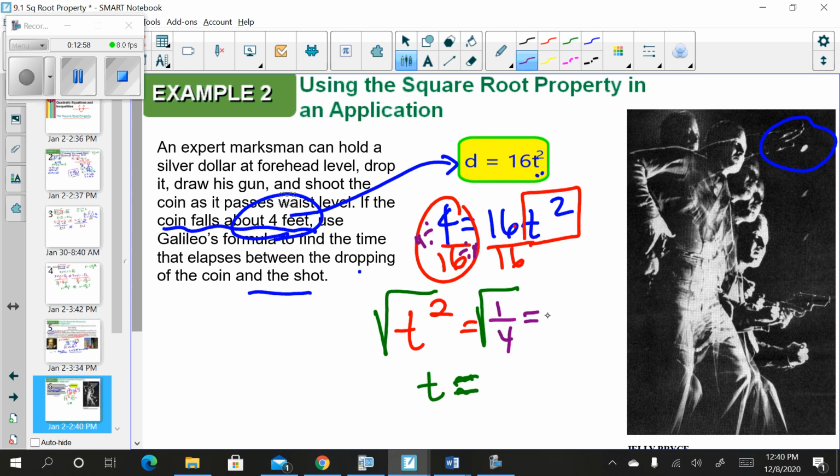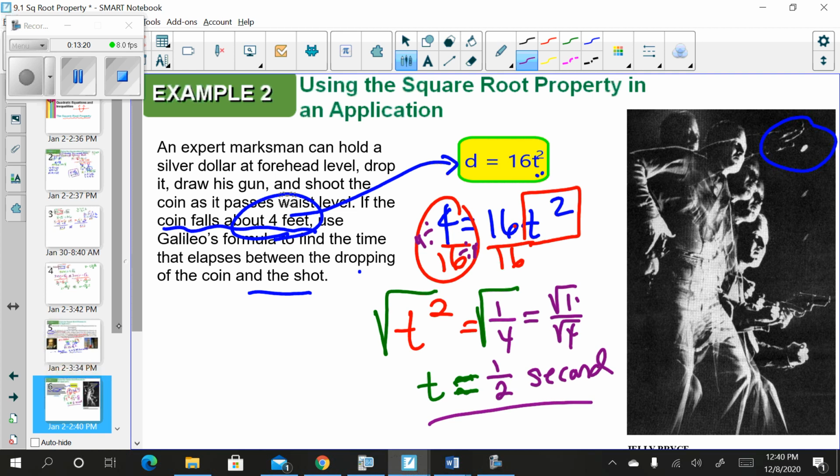Remember how we treat square roots of fractions. We can do the numerator and the denominator separately. Great time to review that. So what times itself gives you 1? Well, 1. What's the square root of 4? 2. And this is in seconds. It takes half of a second for him to be able to do that. So it's dropped 4 feet already, and he was already able to get that. Just kind of blows me away how accurate that is and how quick.